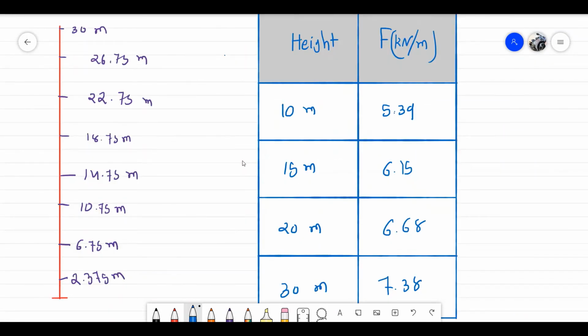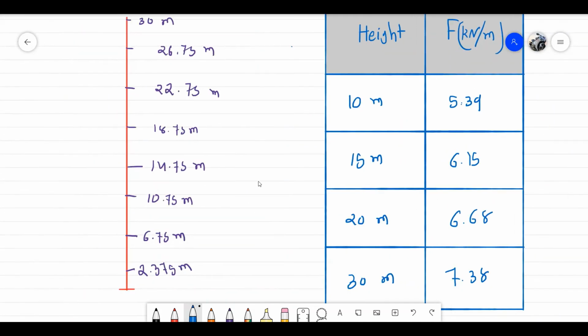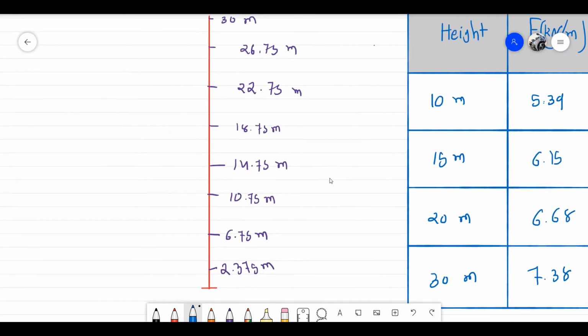Okay students, you can see here is a table, height and force: 10 meter, 5.39; 15 meter, 6.15; 20 meter, 6.68; and 30 meter, 7.38. So this is a table. So by this table we can find a force at the center of the wall.